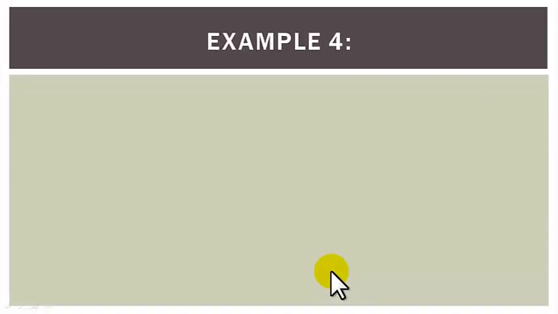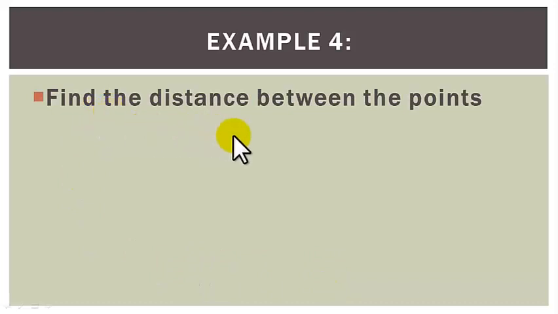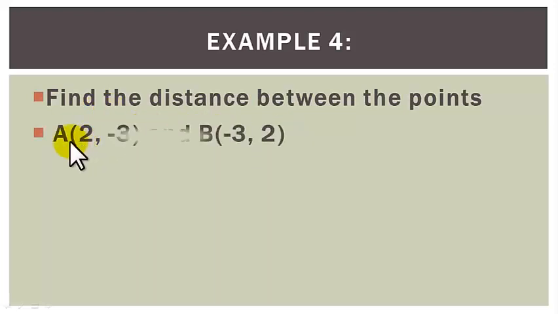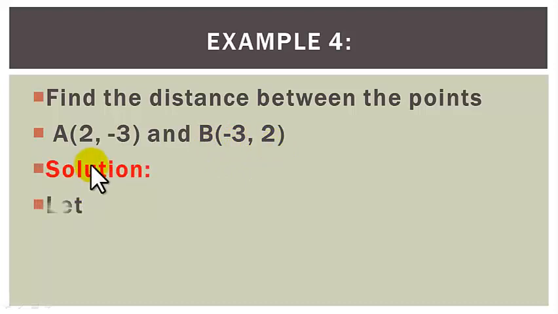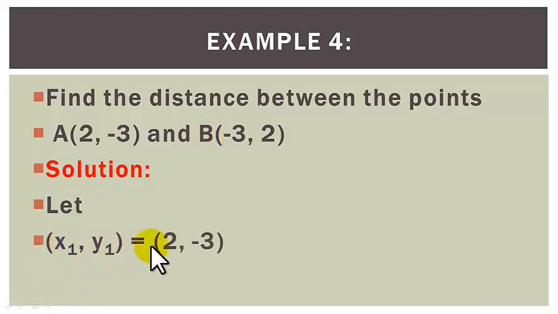Example number 4. Find the distance between the point A with coordinate (2, minus 3) and B with coordinate (minus 3, 2). Solution. Let us take A to be our first point and B to be the second point. That is, we let x1, y1 equal to (2, minus 3) and x2, y2 equal to (minus 3, 2).